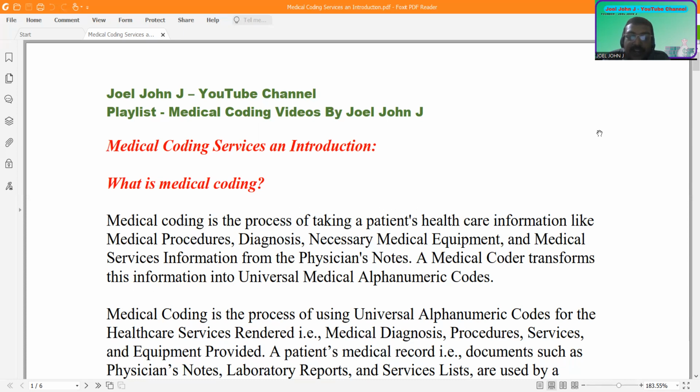So don't confuse the denial codes with medical coding, CPT and ICD codes. Denial codes will be common denial codes, CO codes, and remark codes, RM codes, which you get.